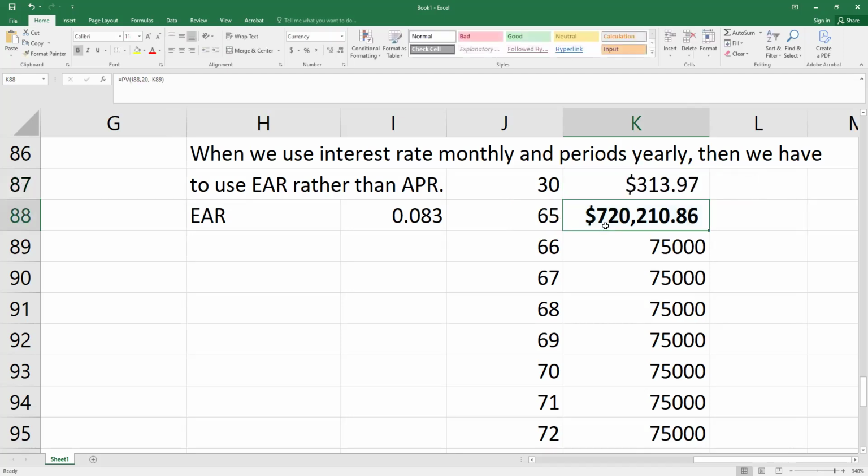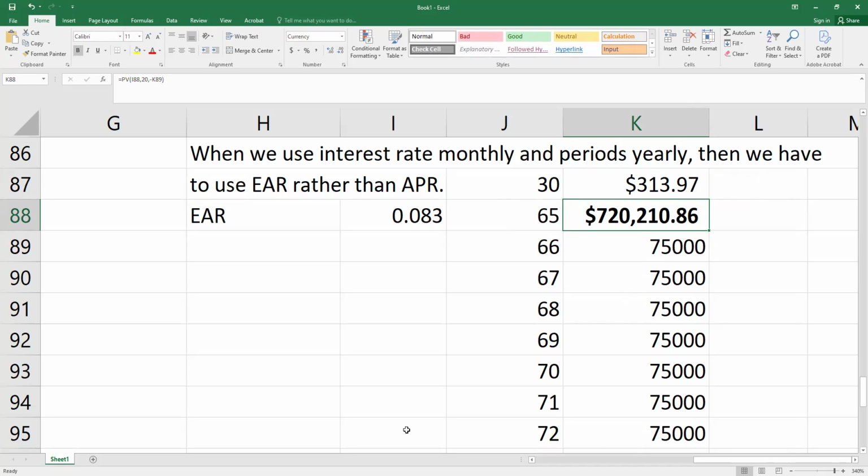Yeah. So every month we should deposit $313,000 so that we reach $720,000 when we are 65. And at the end of the day, we will be able to receive every year for 20 years, $75,000. That's the goal. This fine? Yeah.